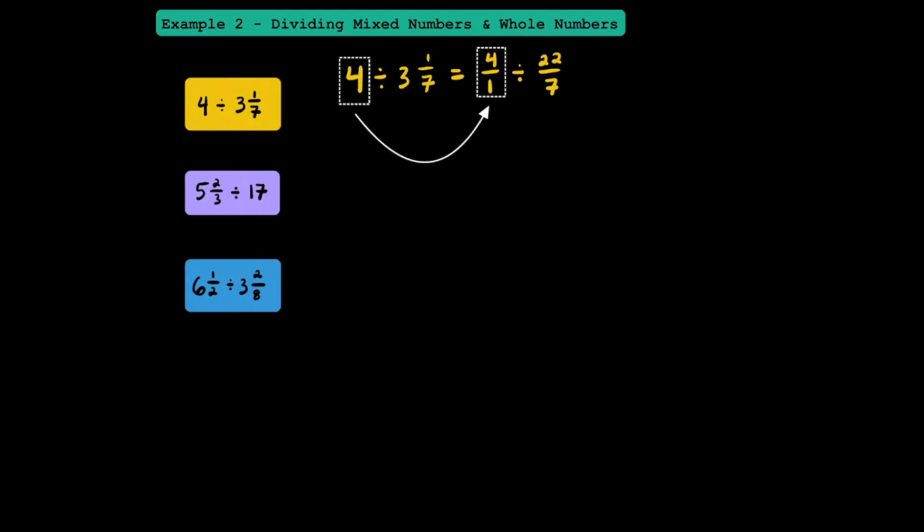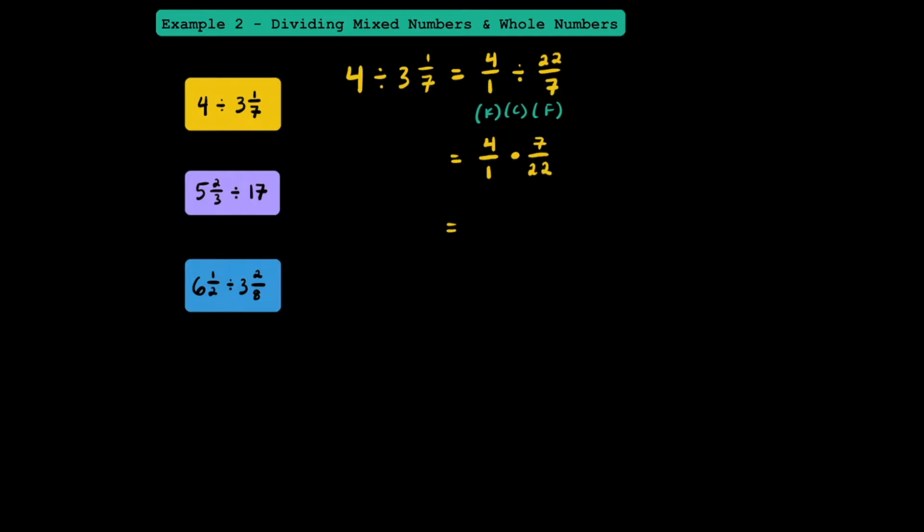Notice how 4 is equivalent to 4 wholes, and 3 1/7 is equivalent to 22/7. Now that we have improper fractions, we're going to use our keep, change, and flip. First, we're going to keep 4 over 1 the same, then we're going to change division to multiplication, and we're going to flip the 22/7 to write 7/22.